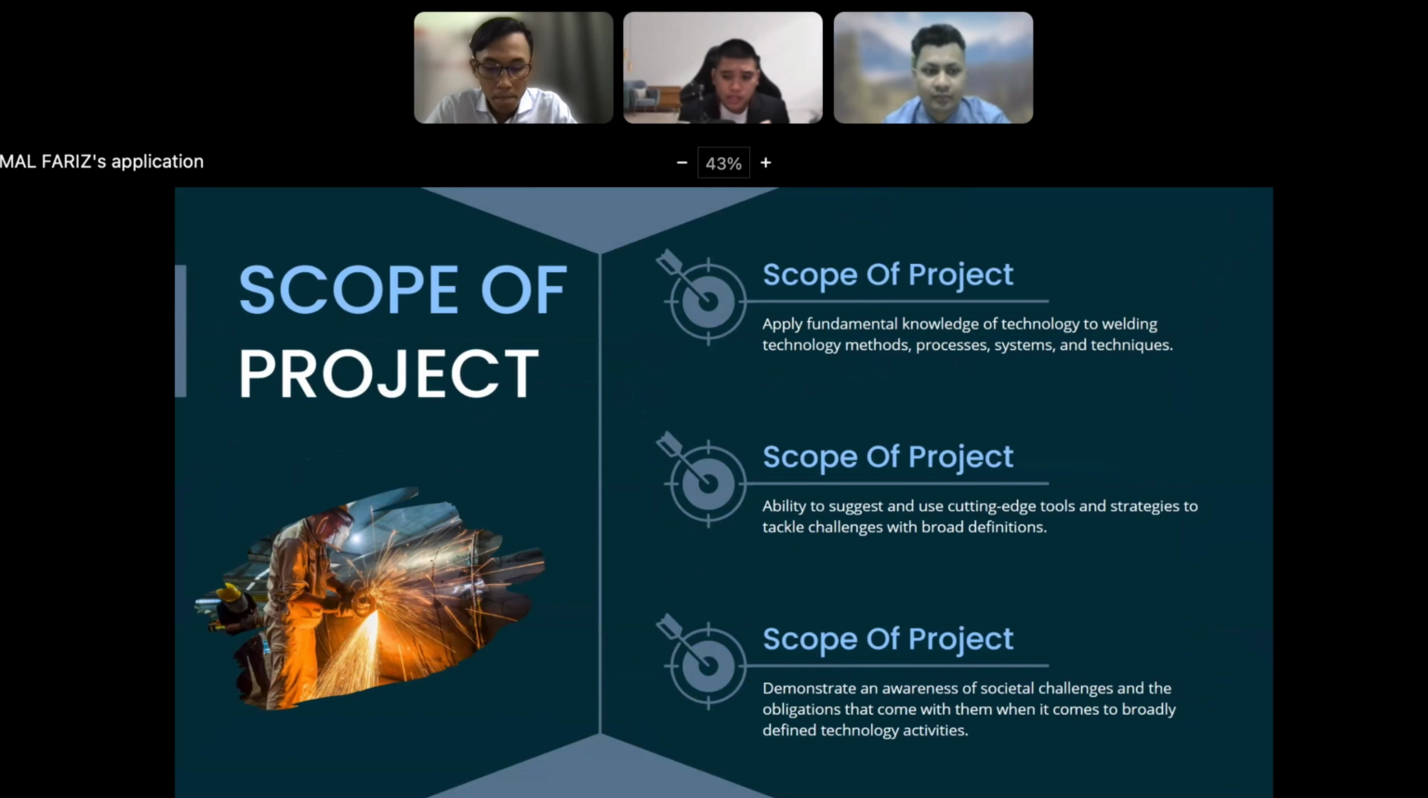The scope of the project is, the first one, to apply fundamental knowledge of technology to welding technology methods, processes, systems and also techniques. Next one is the ability to suggest and use cutting edge tools and strategies to tackle challenges with broad definitions. And the third one is to demonstrate an awareness of societal challenges and the obligations that come with them when it comes to broadly defined technology activities.